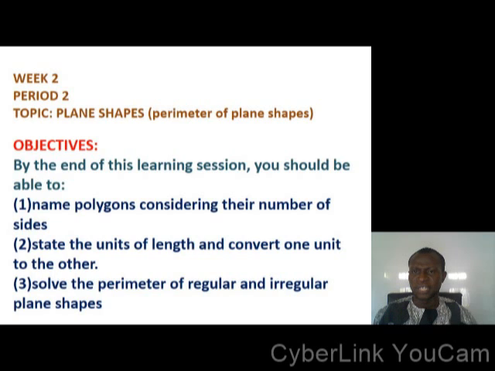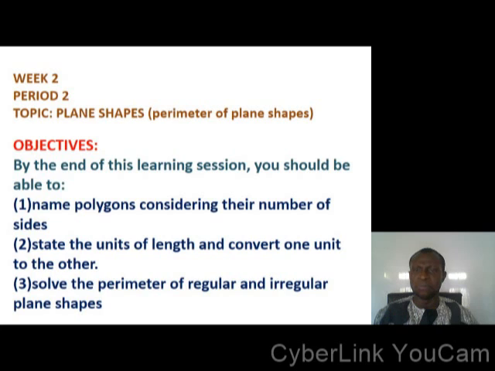By the end of this learning session, you should be able to: 1. Name polygons considering their number of sides. That means we are going to recognize polygons with respect to their number of sides. Then number 2, we should be able to state the units of length and convert from one unit to another. Then 3, we should be able to solve the perimeter of regular and irregular plane shapes.